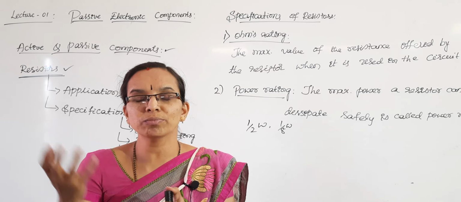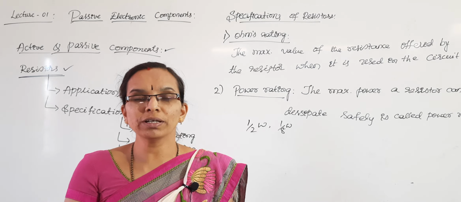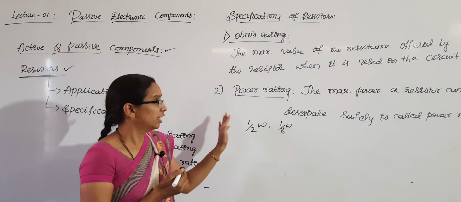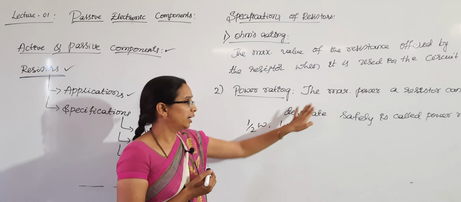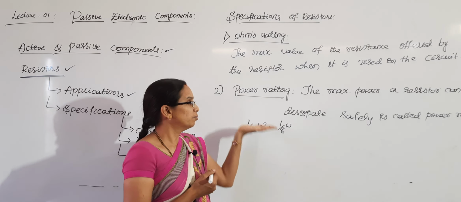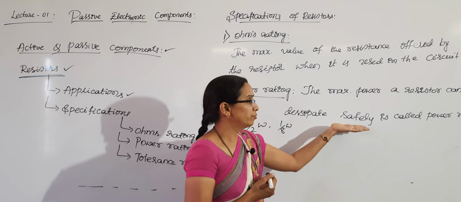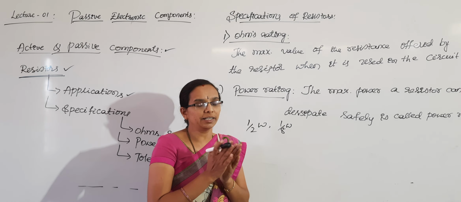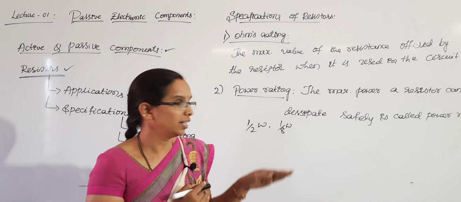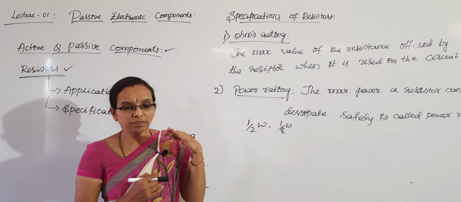Also, if more power comes into your home, so many devices will burn out because of this. The maximum power rating will be mentioned on the resistor; if you give more power, the resistor will burn out. So the power rating is the maximum power a resistor can dissipate safely, in the sense how much power it can bear. That is decided by the power rating of the resistor. Okay, that we will study.